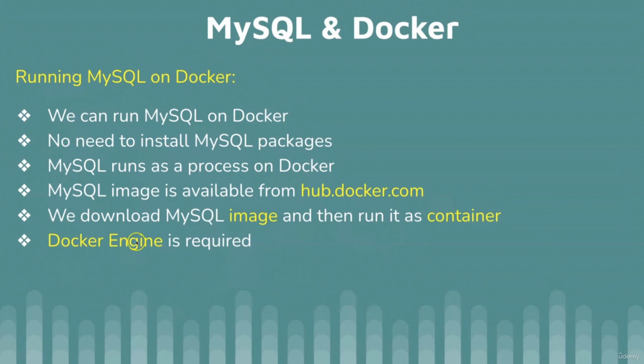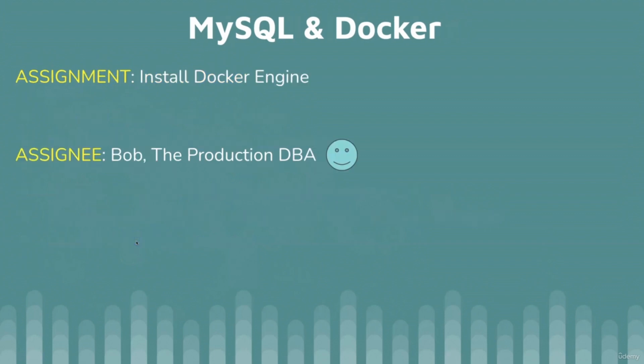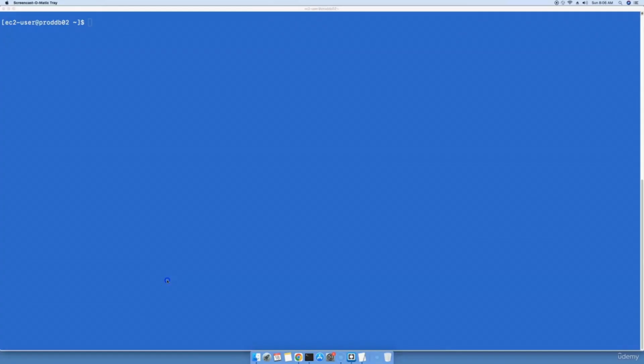And this is exactly what the next assignment is for Bob. So Bob got this assignment. He needs to install Docker engine. So let's see how Bob does this.